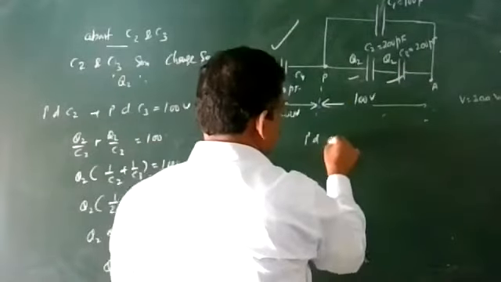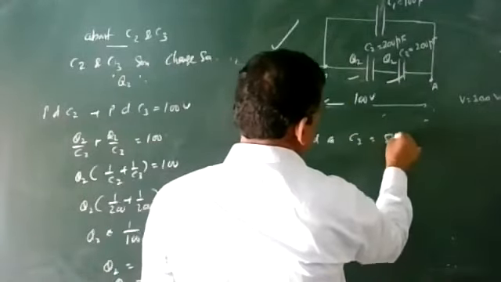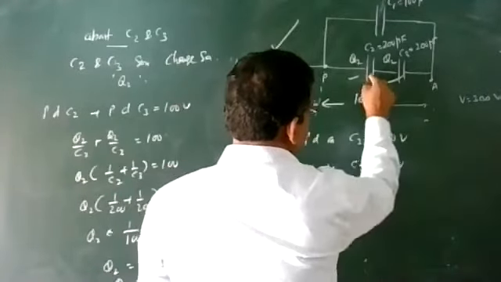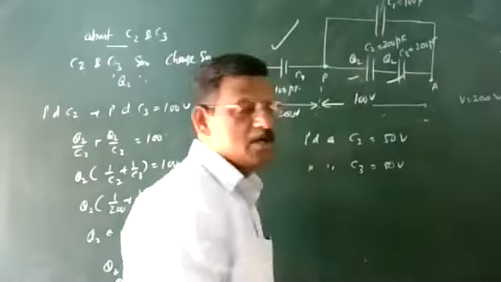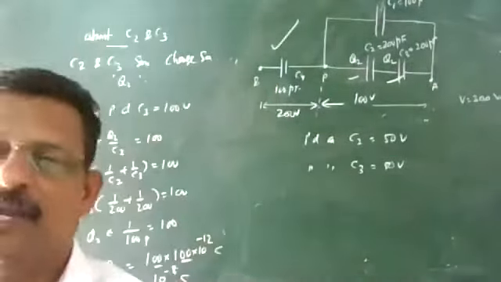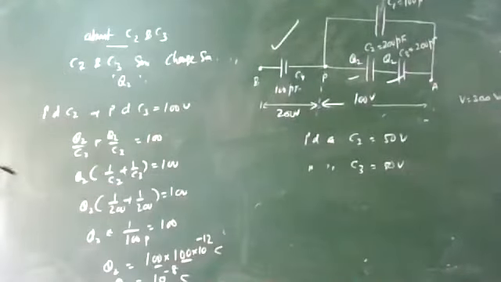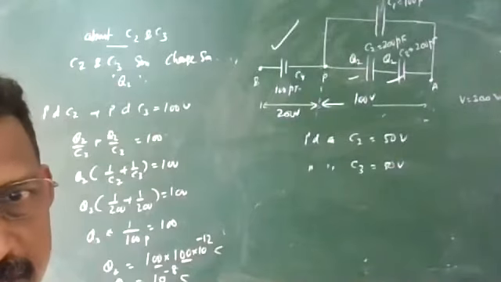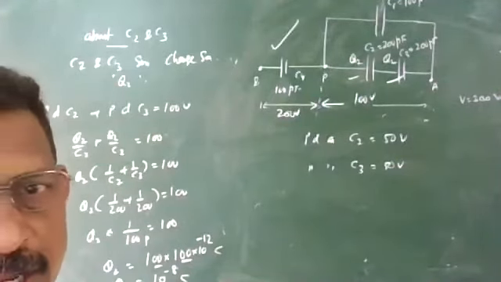So PD across C2 is equal to 50 volt and PD across C3 is equal to 50 volt. Total is equal to 100 volt. Here 4 capacitors are given. You have to find out many things. Equivalent capacitance calculate किया and charge on each capacitor calculate किया और सबसे नीचे से लेके आएंगे.